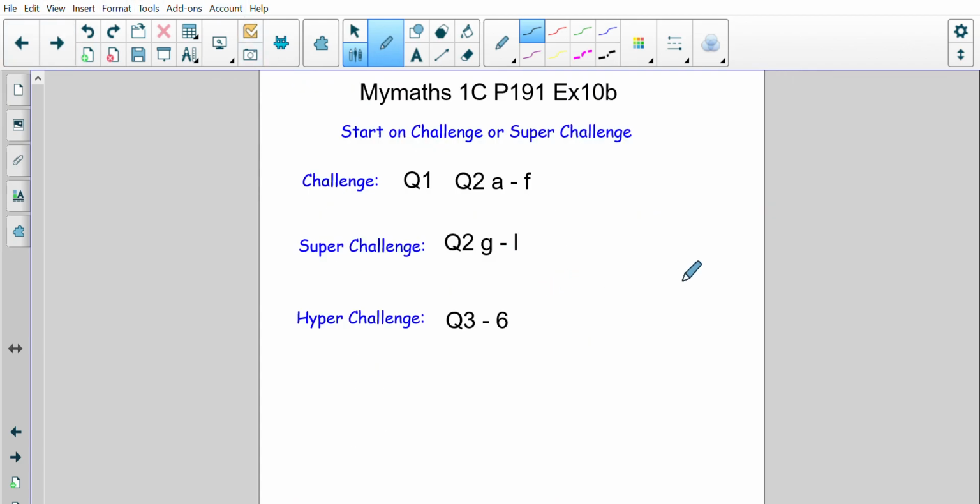So now I want you to have a go at some questions out of your textbook. Again, you can start on the challenge or the super challenge and move on to the hyper challenge when you've finished your super challenge. You must make sure that your equations are laid out exactly as I have shown you, equal sign, one per line, and lined up underneath each other.